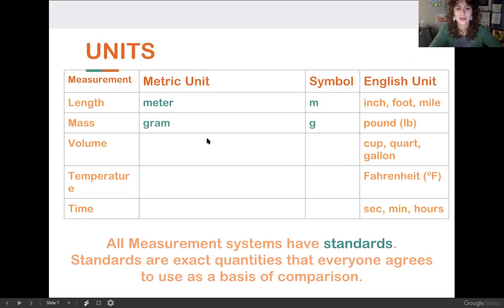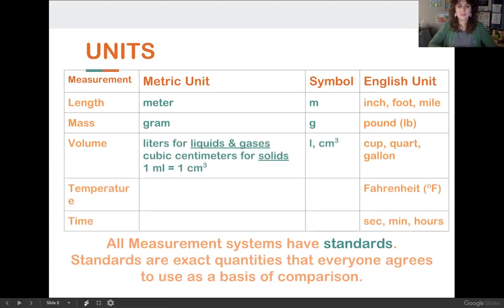If we are measuring mass, we measure in grams, which we use the symbol lowercase g for. For volume, it's a bit confusing, but for volume, we use liters. You might remember milliliters and graduated cylinders, and we use that for liquids and gases.